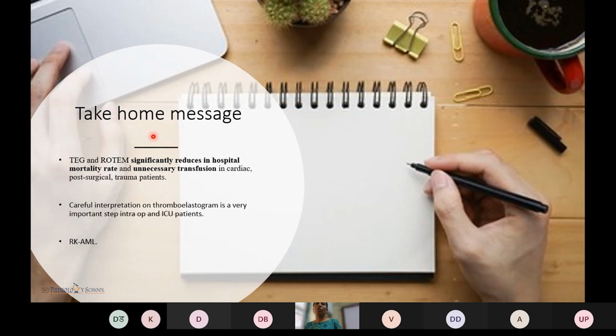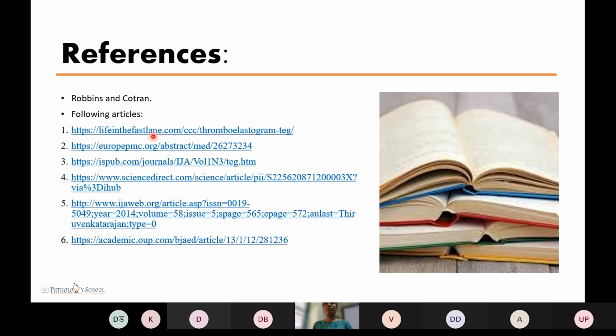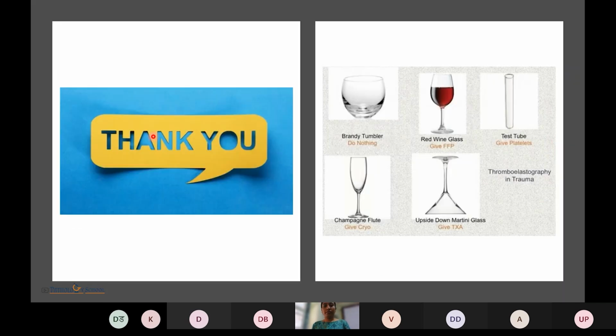So the take-home message is that both these techniques, TEG and ROTEM, that is thromboelastography and rotational thromboelastometry, significantly reduce the hospital mortality rate and unnecessary transfusion in cardiac, post-surgical, and trauma patients. Careful interpretation of thromboelastogram is an important step in intra-op as well as ICU patients, and RKAML, this you have to memorize. These are a few of my references. Thank you.